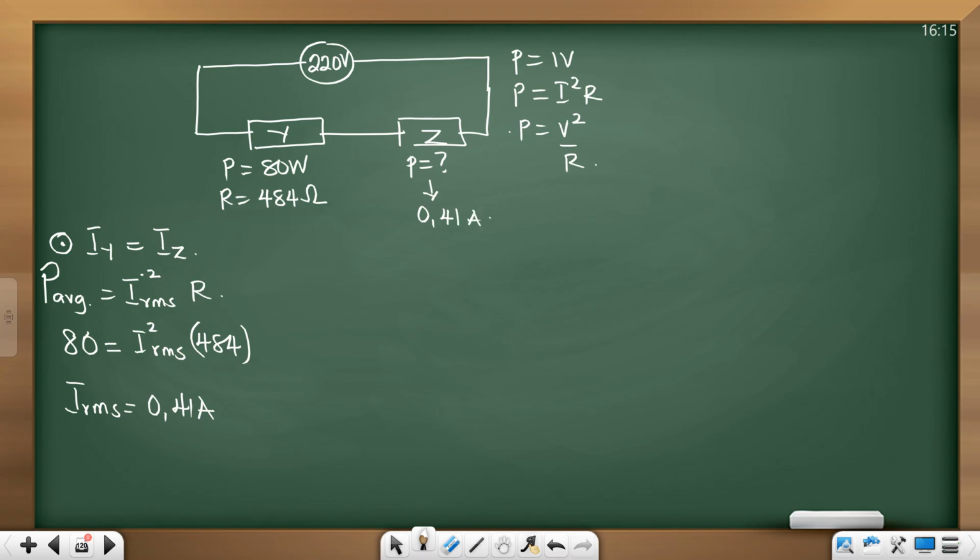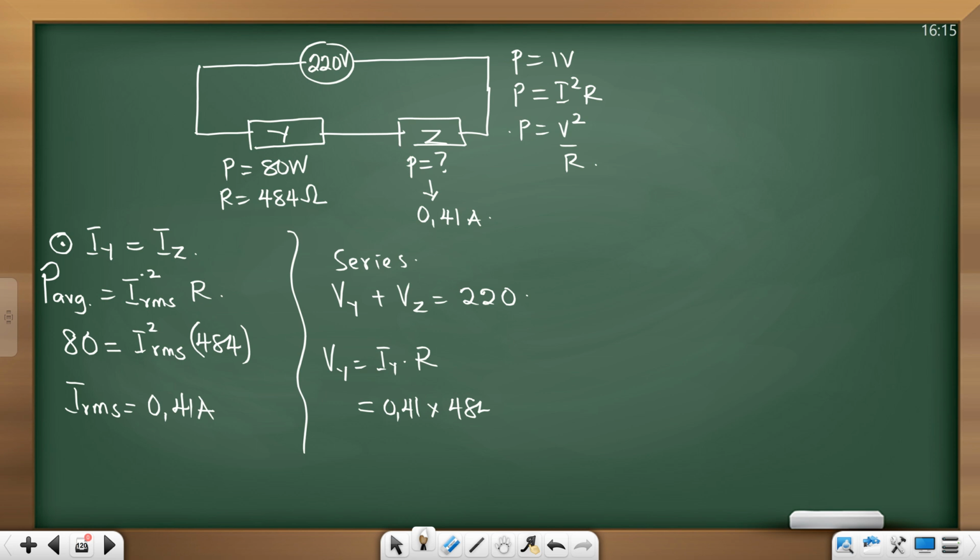But what else? Can I get the voltage? Yes. I know that V, because they are connected in series, the V in Y plus the V in Z must be equal to the total voltage. Series connection. Can we get the V in Y? I think we can. Using the same formulas, or we can even say V in Y equals I in Y multiplied by the resistance. What is IY? 0.41. What's the resistance? 484.